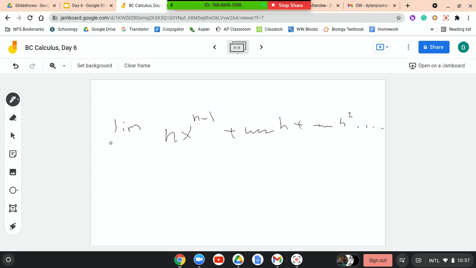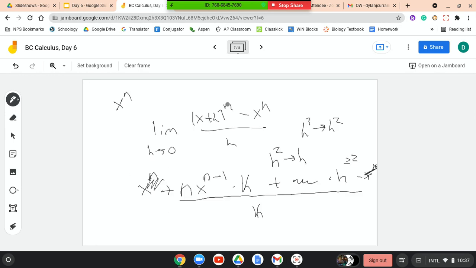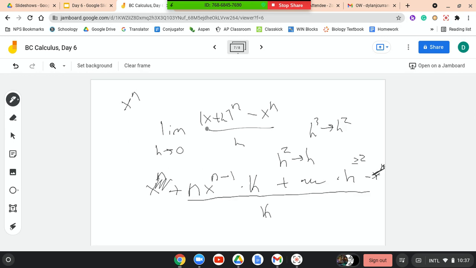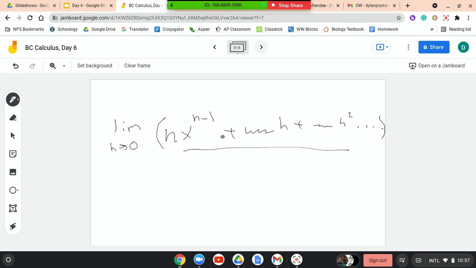So if I asked you to find the limit as h goes to 0 of this, which we know is the exact same thing as this because we just did some algebra to simplify it, we would have n times x^(n-1) plus something times h plus something times h squared, and so on. So what happens to this whole thing as h goes to 0? What can we say about the terms after here? Can we ignore them? Yeah, because they're just multiplied by 0. Exactly. So this tells us that our answer is n times x^(n-1).